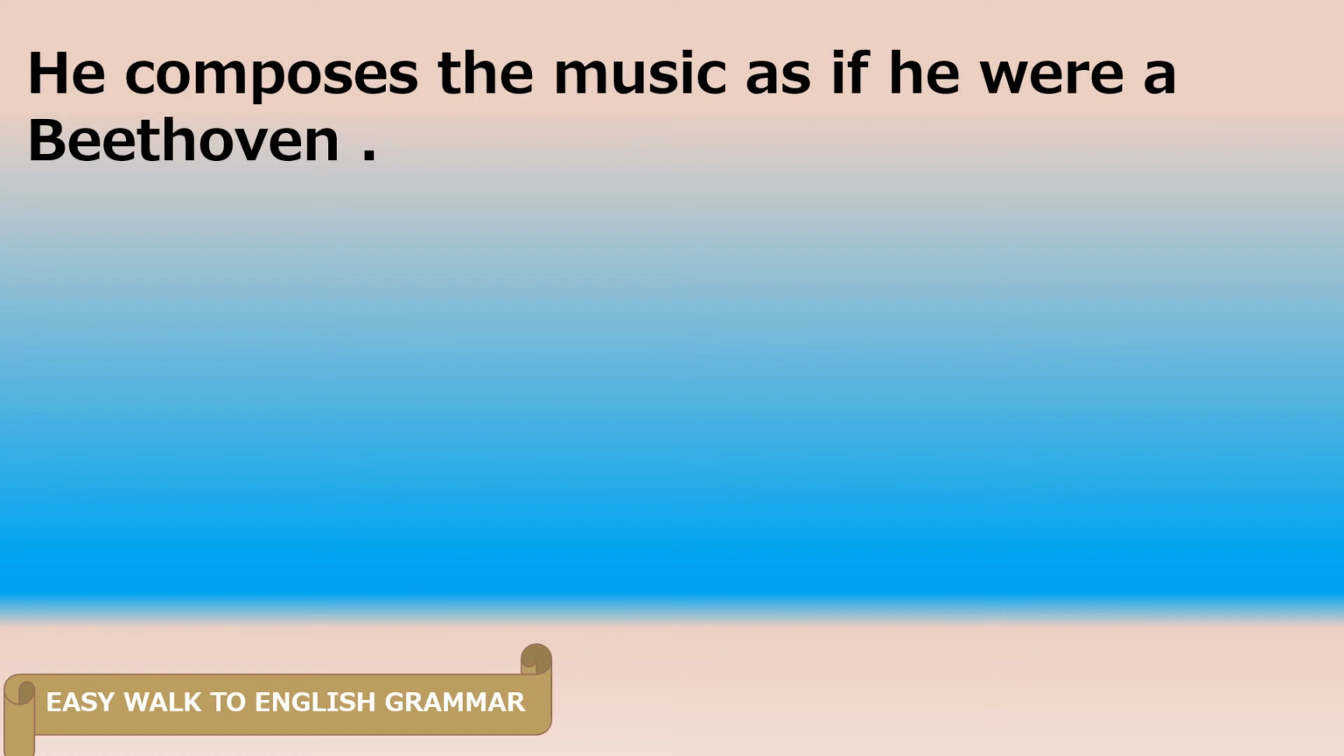He composes the music as if he were. And here, it's very much clear that the subject, he, is not the real Beethoven. But when we hear his compositions, we feel that he composes the music with the expertise as if he were a Beethoven, or in simple sense, like Beethoven. Hope you understood, and I hope you have noticed the construction of the sentence with the help of as if.